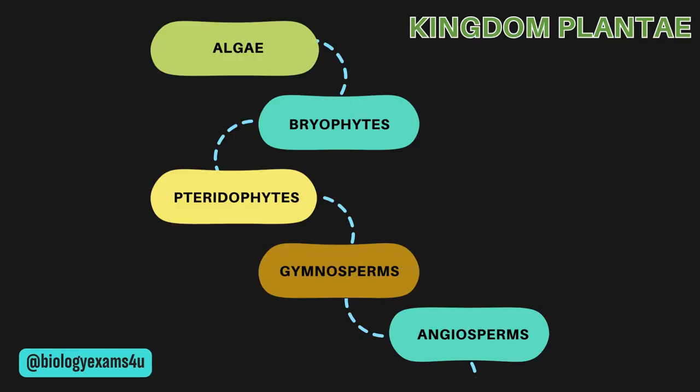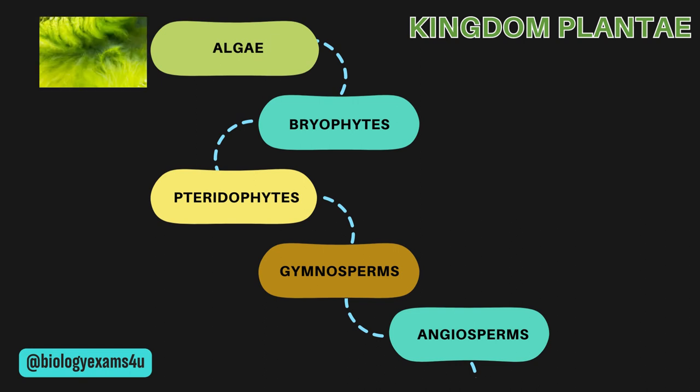The fourth kingdom Plantae includes multicellular chlorophyll-bearing photosynthetic organisms. This kingdom includes algae, bryophytes, pteridophytes, gymnosperms and angiosperms. Algae are a diverse group of aquatic, photosynthetic organisms that range in size from single-celled microalgae to multicellular giant kelp. They are the major producers. Some common members include Spirogyra, Volvox and Sargassum.